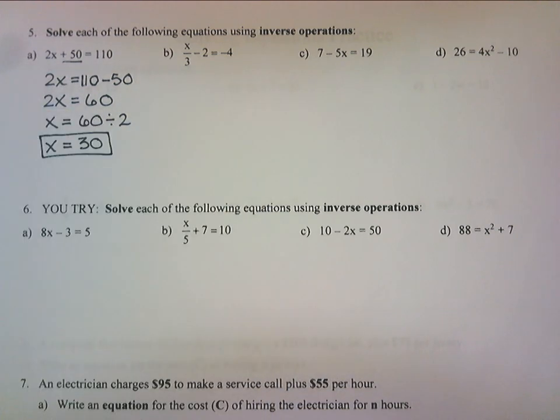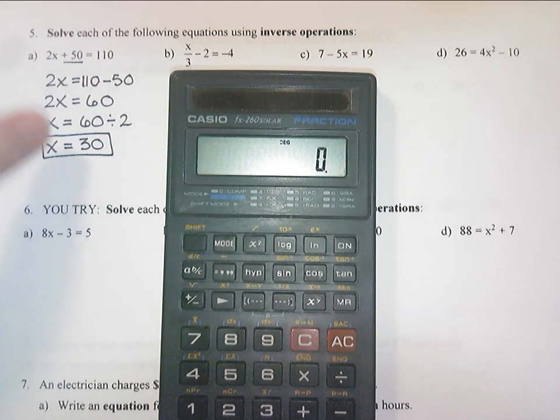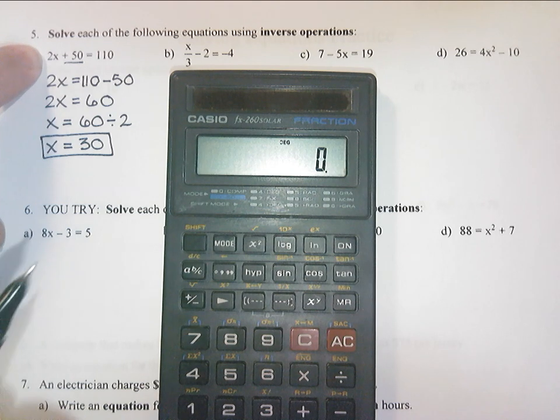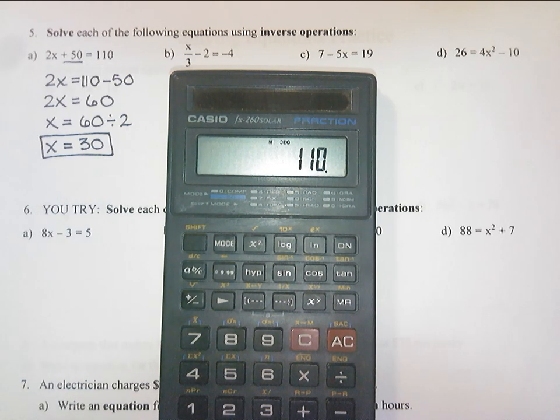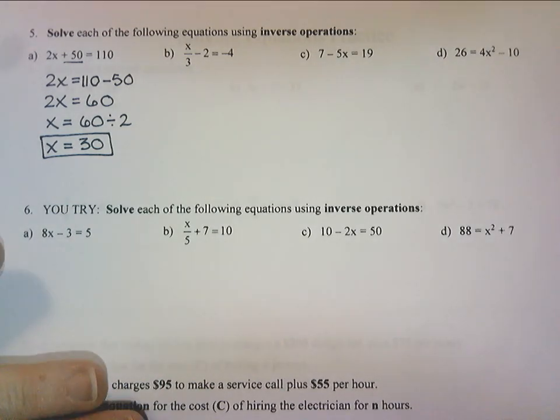Now, if I wanted to check my answer and see if I did this correctly, I could take that answer of 30 and come back to my original equation and multiply 2 times 30 and then add 50, and you'll see that I got that answer of 110. All right, let's try the next one.